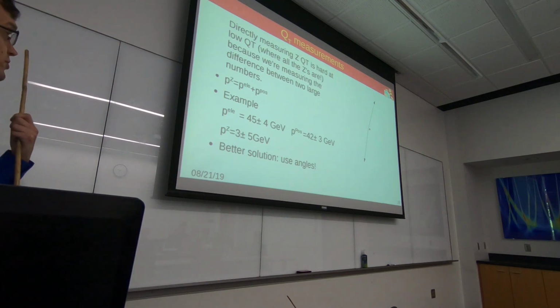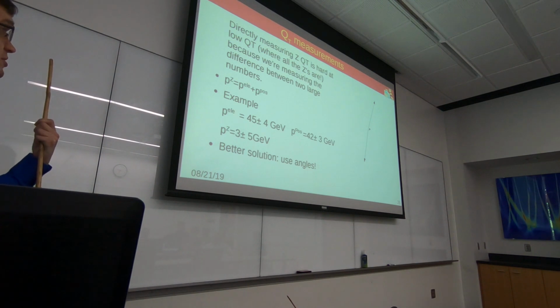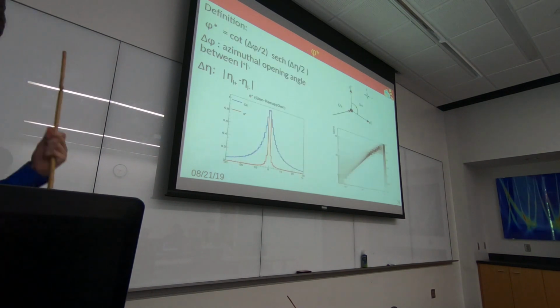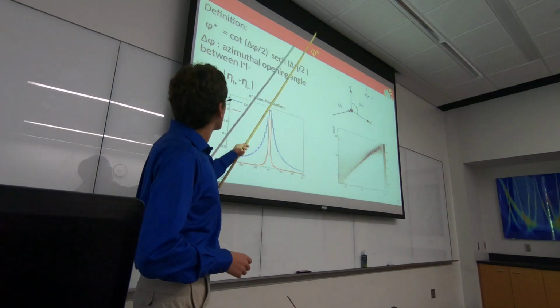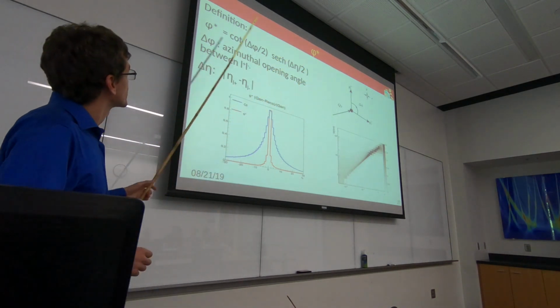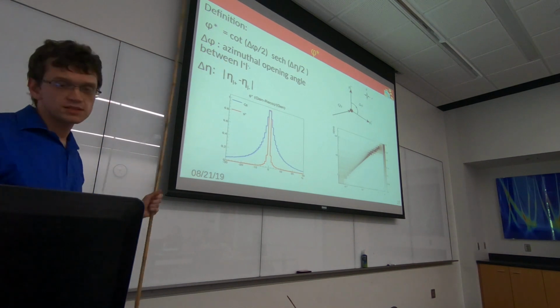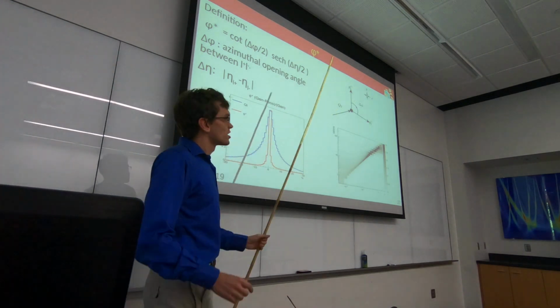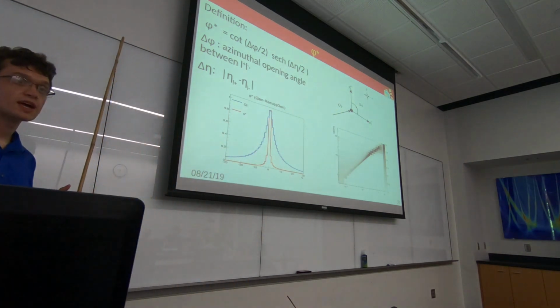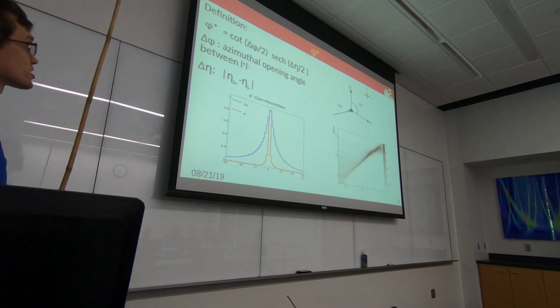So what's a better solution? Well, we can use angles. Here we look at a variable called phi-star. Phi-star is a relatively complicated formula, but all it's really doing is looking at an opening angle between the two leptons. So as the Z is boosted more, that opening angle gets closed.